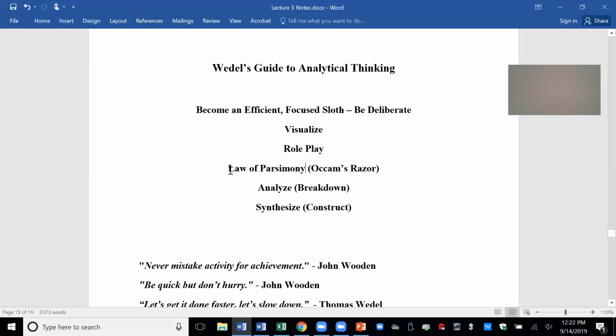It is about creating aesthetically beautiful, simple solutions to very difficult problems. The law of parsimony says out of all of the explanations, the one that is the simplest is most likely the correct one.